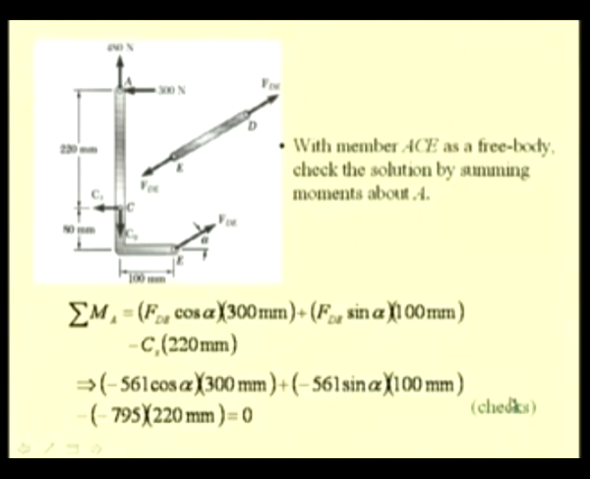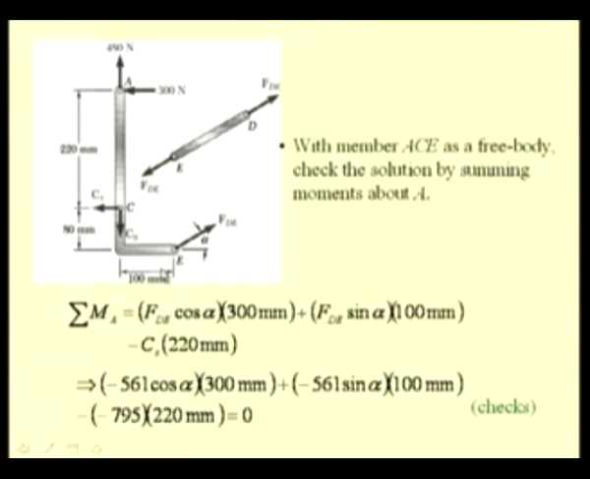So let us do that by summing the moments about A. We know this force Cx, Cy as well as FDE, determined from the previous free body diagram of the multi-force member. So now we use those values and sum the moment of these forces about this point A and verify whether the sum becomes 0, because this member ACE is in equilibrium. The sum of the moments has to be 0 about this point or any other point.